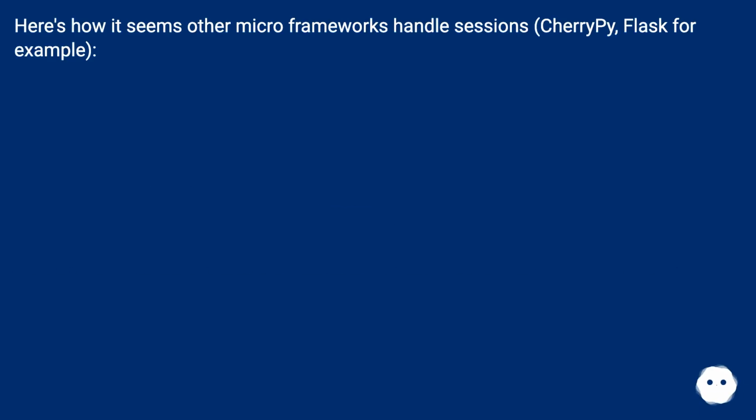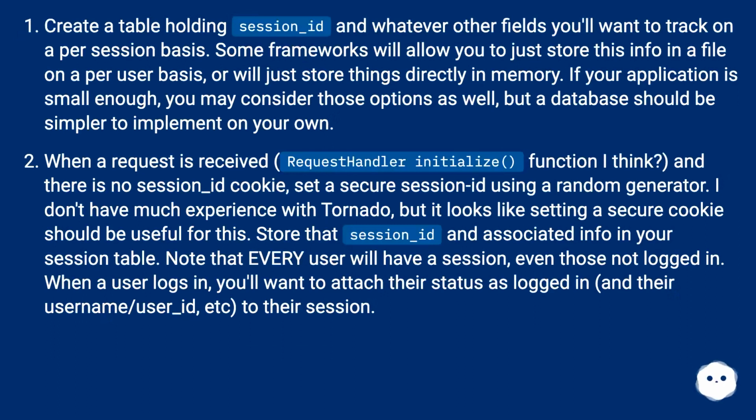Here's how it seems other micro frameworks handle sessions, CherryPy, Flask for example. Create a table holding session_id and whatever other fields you'll want to track on a per session basis. Some frameworks will allow you to just store this info in a file on a per user basis, or will just store things directly in memory. If your application is small enough, you may consider those options as well, but a database should be simpler to implement on your own. When a request is received, in the request handler initialize function I think, if there is no session_id cookie, set a secure session ID using a random generator.